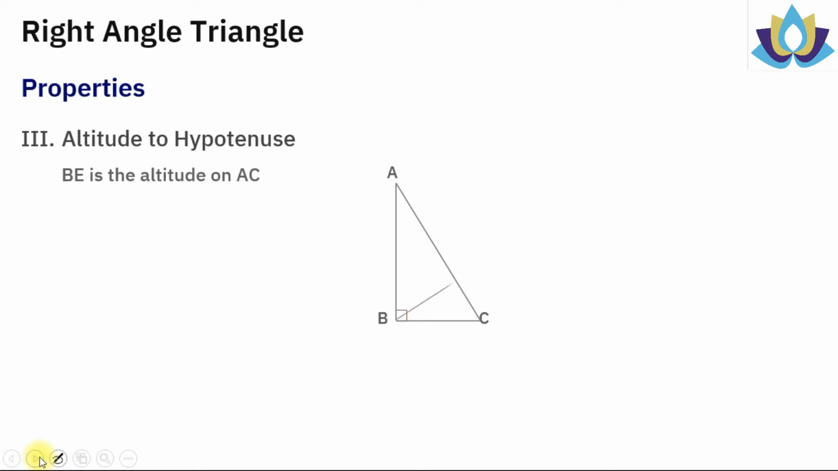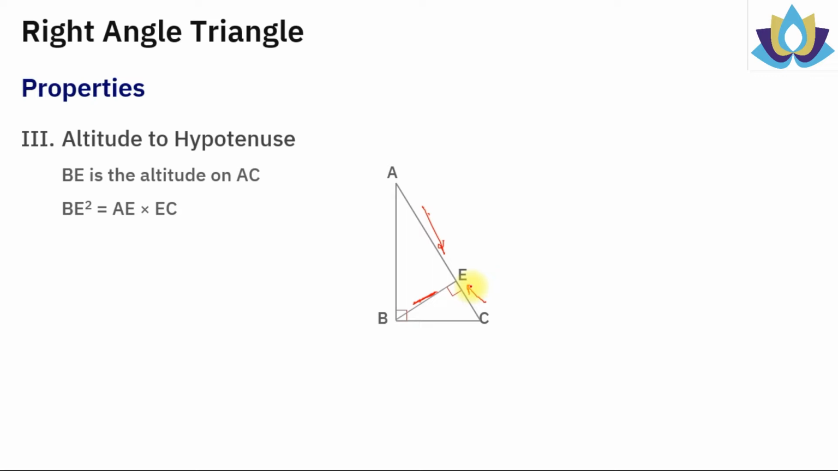Now in the case of a right angle triangle, if you draw the altitude to the hypotenuse, let's have an altitude BE on hypotenuse AC. So we have one very important property. Please make a note of this. BE square is equal to AE into EC. I hope you can easily remember this. This is your BE square, and that is equal to the multiplication of AE and EC.